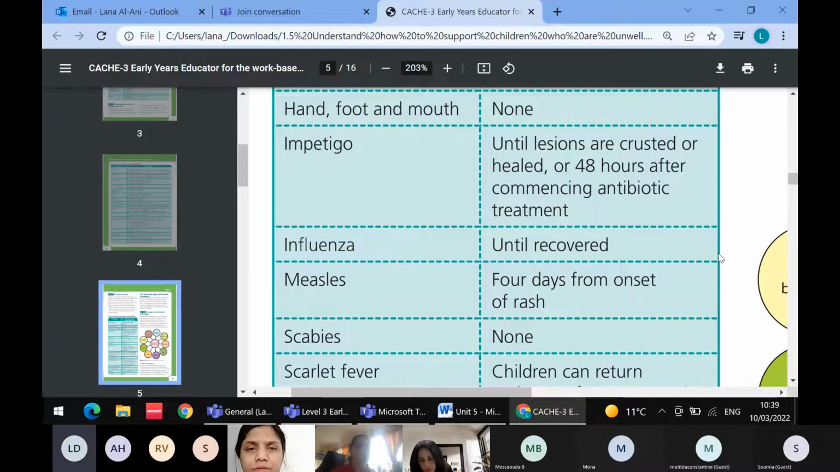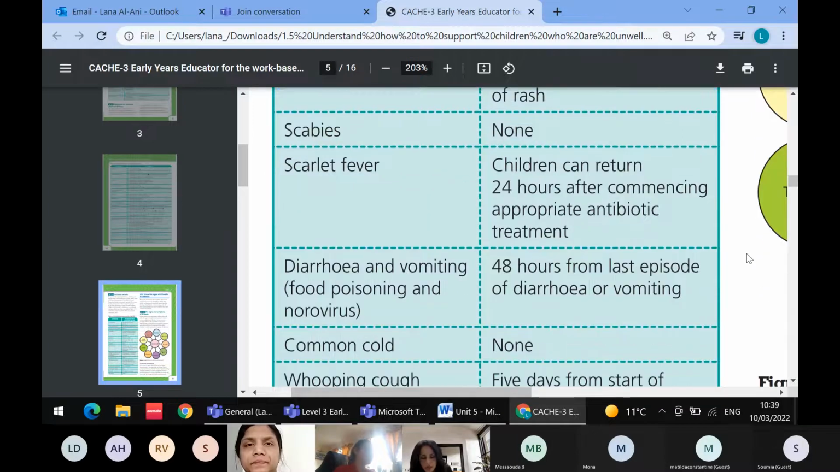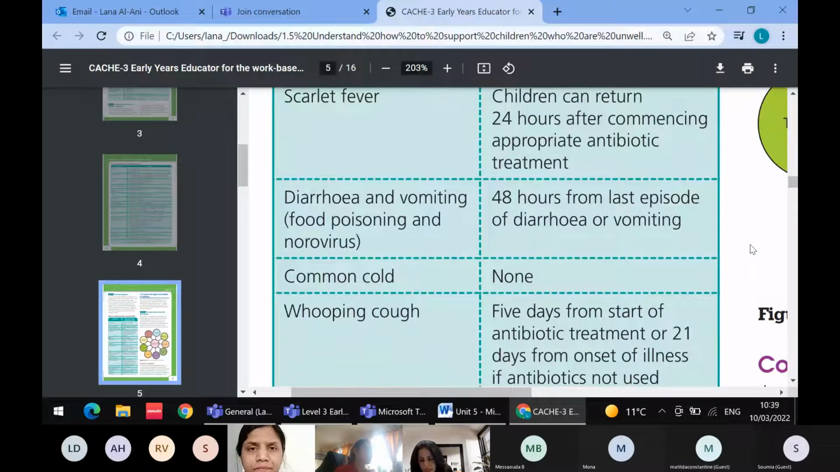4 days, very good. How about scabies? Scabies, none. Not necessary. How about scarlet fever? 24 hours after commencing. Very good. They just need to go and rest for 1 day and then come back, after the antibiotic treatment.